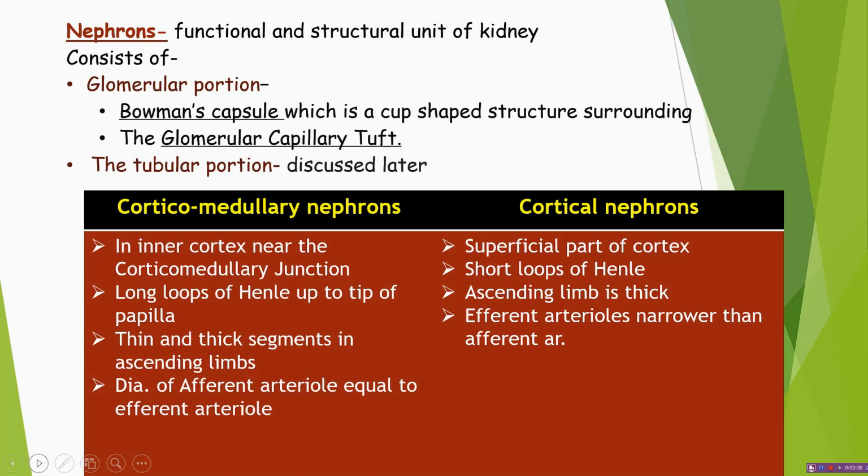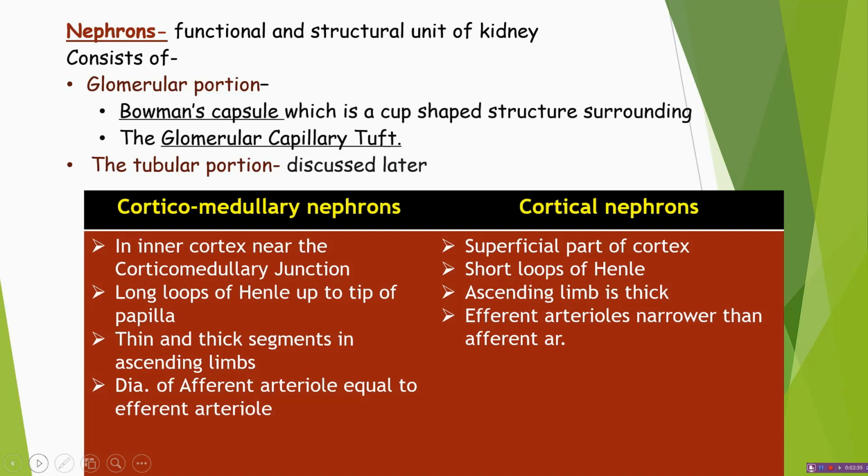Now, depending on the position of the nephrons, we can divide the nephrons into two types. That is the corticomedullary nephron, which is present at the corticomedullary junction, and the nephrons which are situated in the cortex are called the cortical nephrons. There are certain differences between them.